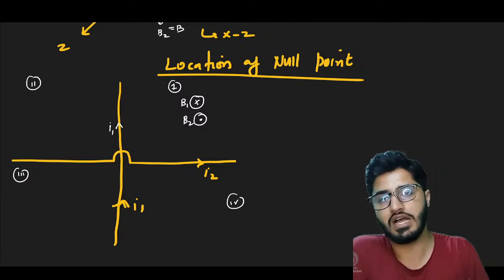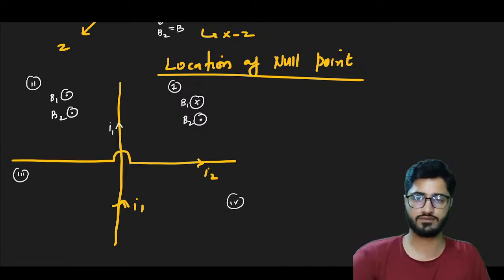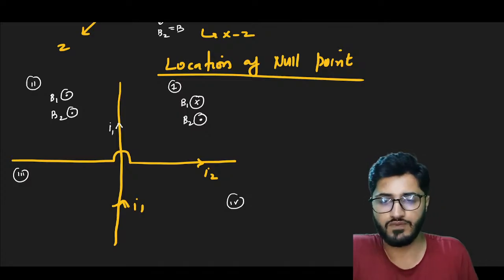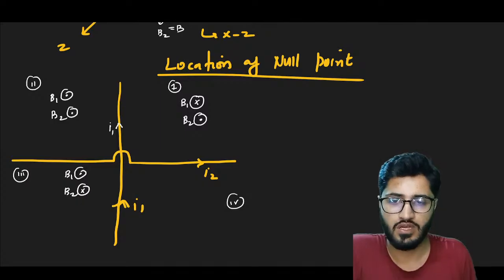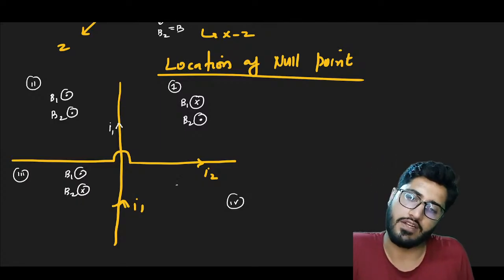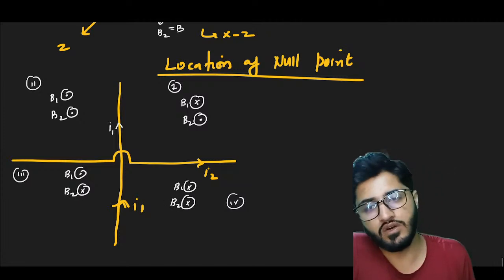I1 would be how much? I1 would be outwards. Similarly, B2 would be outwards. In the third region, I1 would be outwards, but B2 would be inwards. In the fourth one, I1 is inwards, I2 is also inwards.